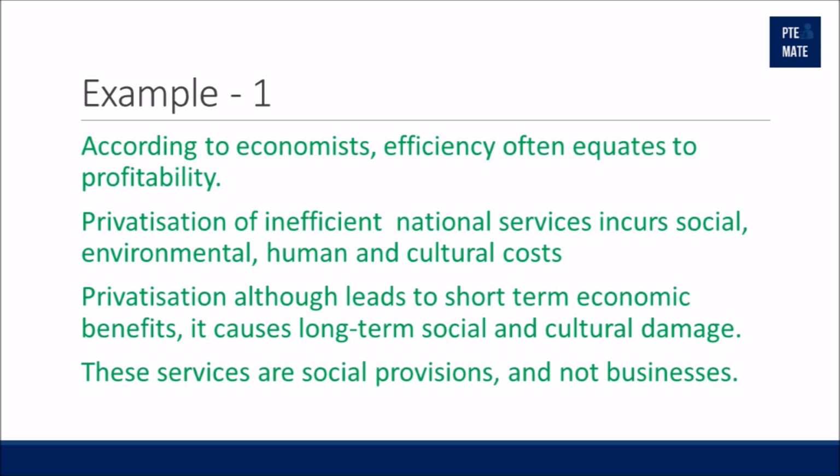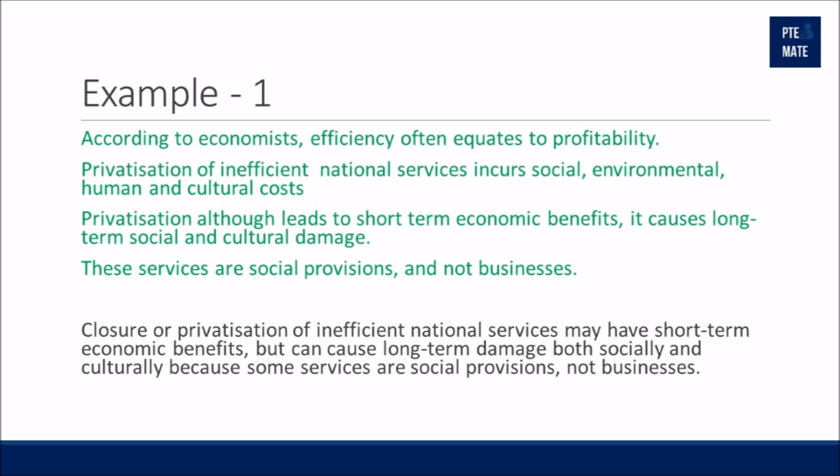So I've identified from every paragraph a couple of key sentences that I've rewritten in my own words, and now I will summarize this into a simple sentence. So the sentence is: closure or privatization of inefficient national services may have short-term economic benefits, but can cause long-term damage both socially and culturally because some services are social provisions, not businesses. Right, so what I've done is I've essentially just taken the key points from every paragraph and I've merged them into one. I've summarized the summaries as well. Okay? It's that simple. It really is.